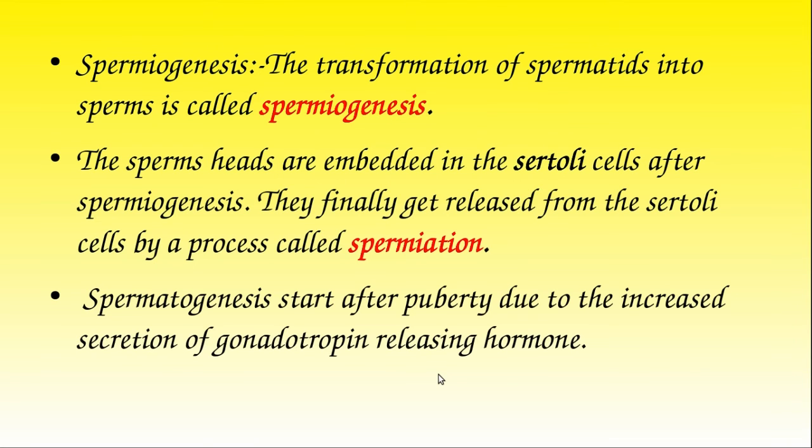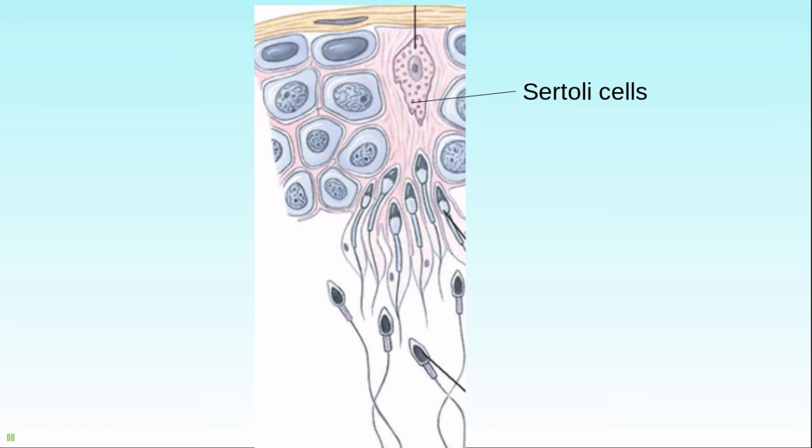Another thing you need to keep in mind is that spermatogenesis starts after puberty. Why? After puberty there will be an increased secretion of gonadotropin releasing hormones, and the male sex hormones will be more, and that causes spermatogenesis in the human male after puberty. Now we can see the hormonal control of spermatogenesis.